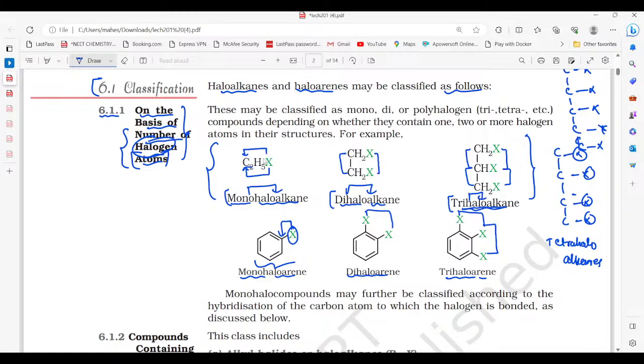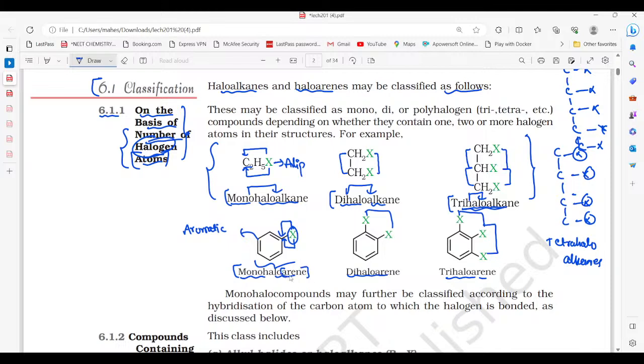Here we observe that this is what we call an aliphatic compound. Why? Because it is a straight chain. These compounds are called aromatic. Why? Because a benzene ring is present, and to this benzene ring, one halogen is attached. So this is called the monohaloarene.